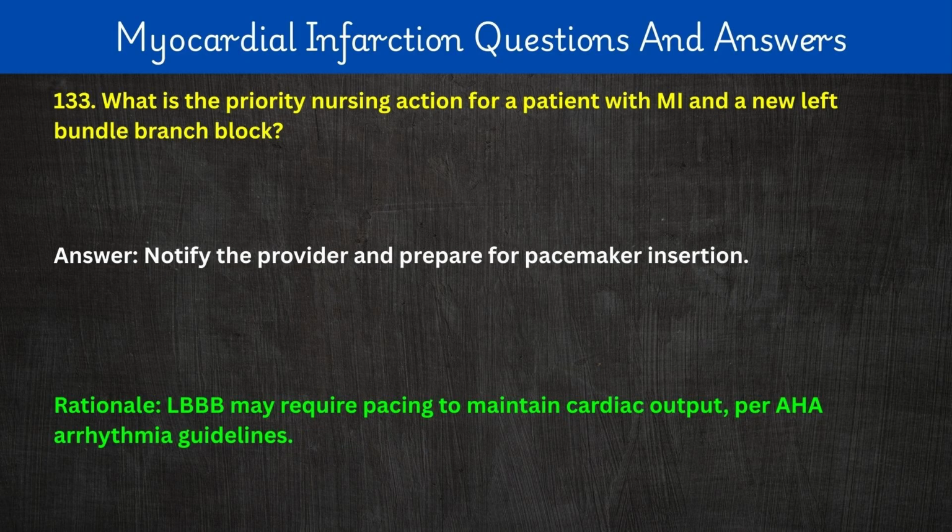133. What is the priority nursing action for a patient with MI and a new left bundle branch block? Answer. Notify the provider and prepare for pacemaker insertion. Rationale. LBBB may require pacing to maintain cardiac output, per AHA arrhythmia guidelines.